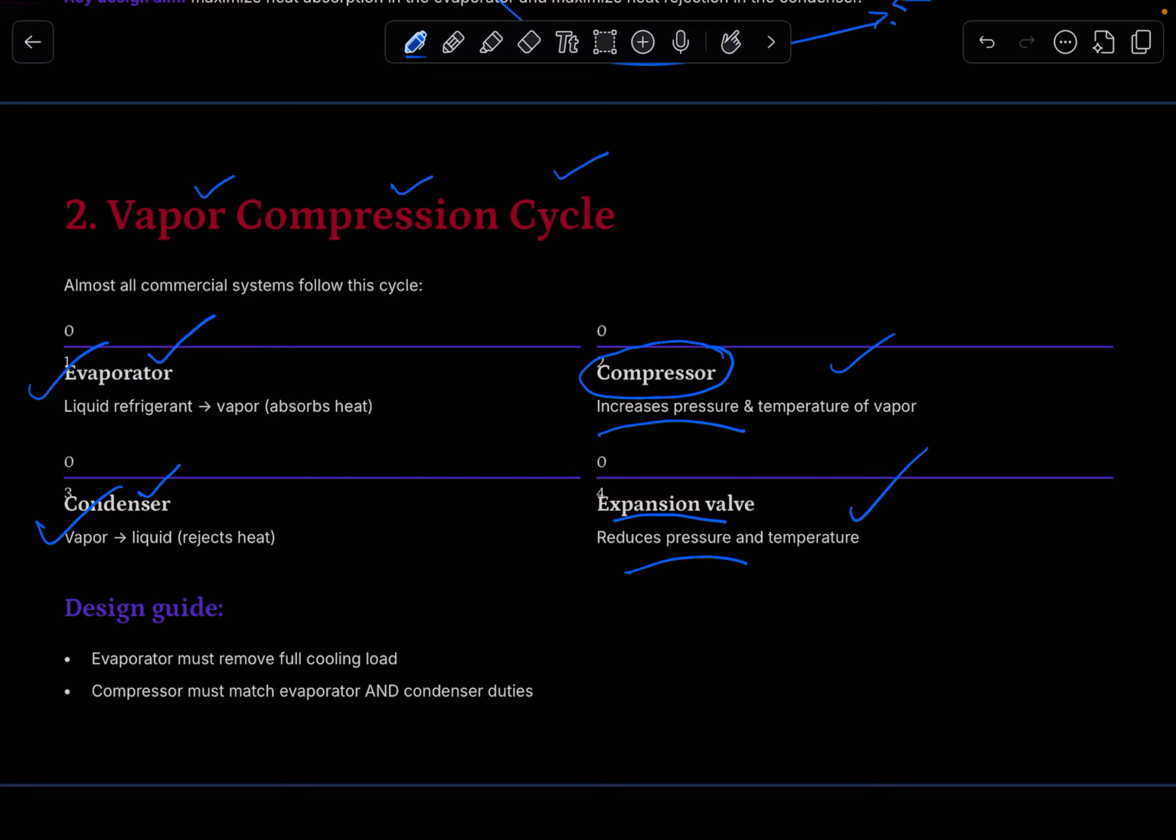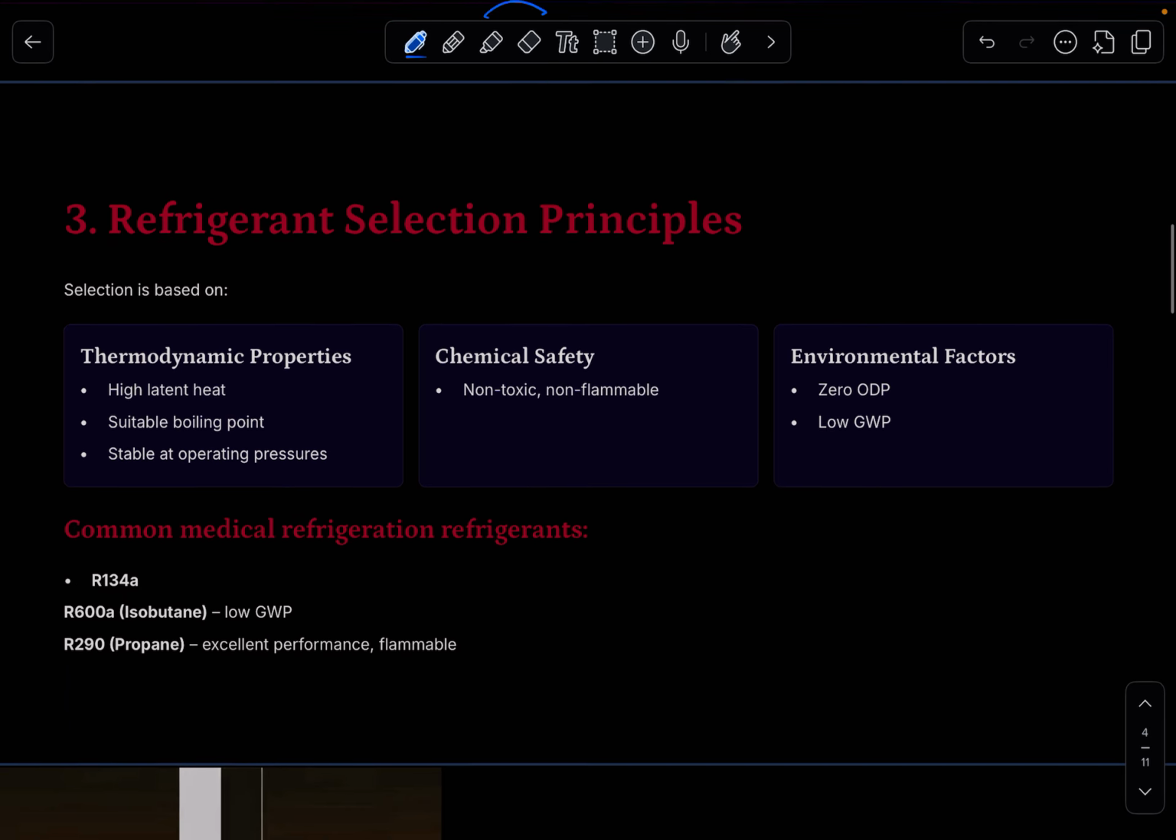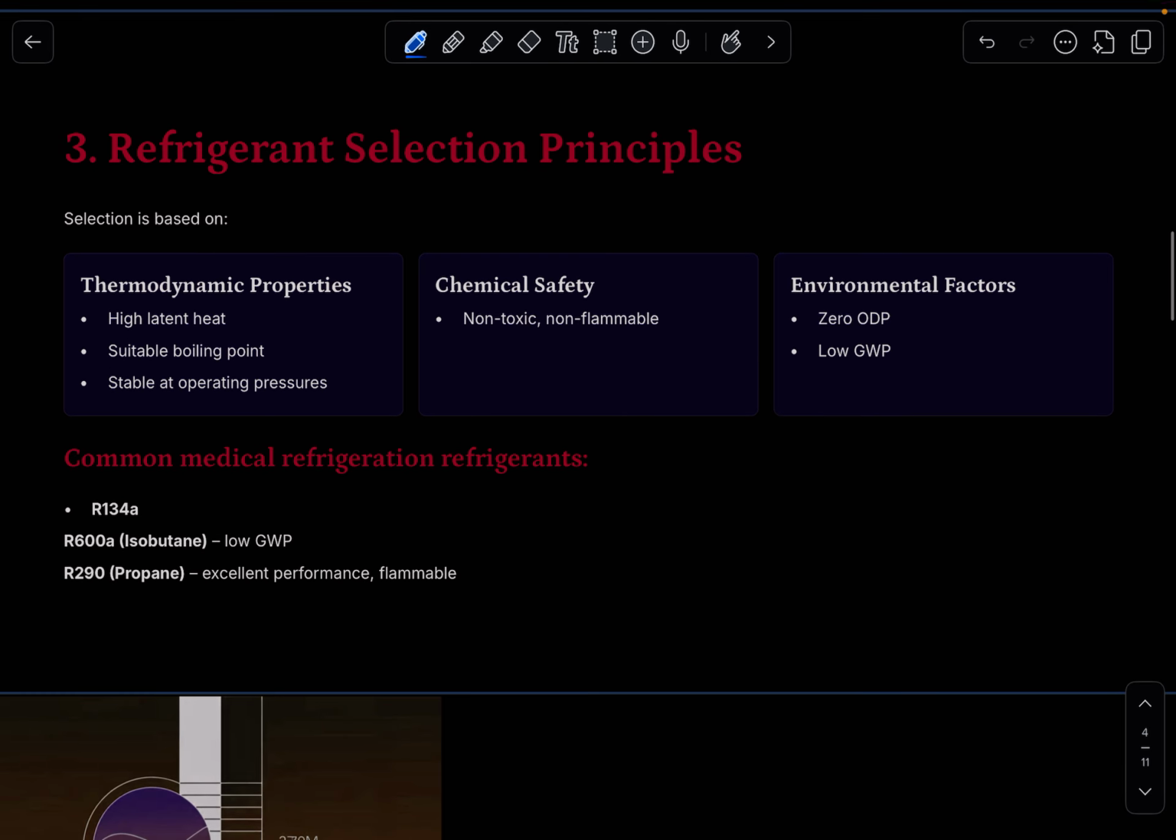Okay, and the core of the design is that the evaporator must remove the cooling load, and the compressor must match the evaporator and condenser duty. Duty means the amount of heat to be removed or the amount of heat to be added, that is called duty. So in the design of the refrigeration system, we would be talking about which refrigerant to use, which refrigerant would be suitable for the systems which we are going to design, right?